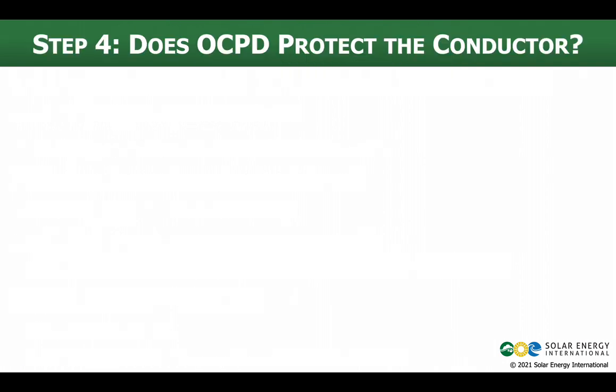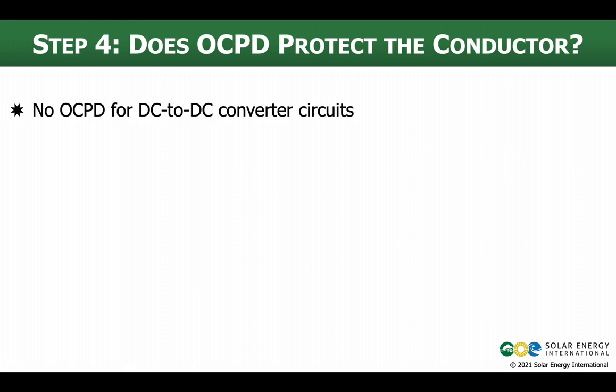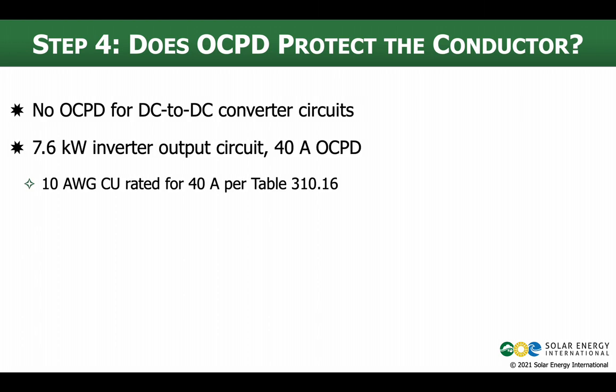Now we've got to make sure the overcurrent protection device actually protects the conductors. It doesn't always work out because of rounding and other requirements that are in there. Now there is no OCPD for the DC to DC converter circuits. Nothing to check here. What about that inverter output? 40 amps overcurrent protection device.